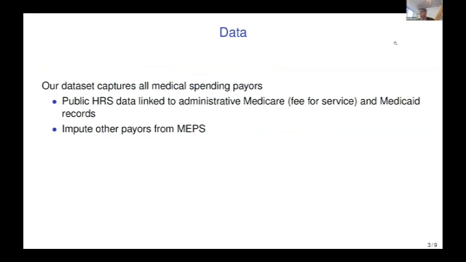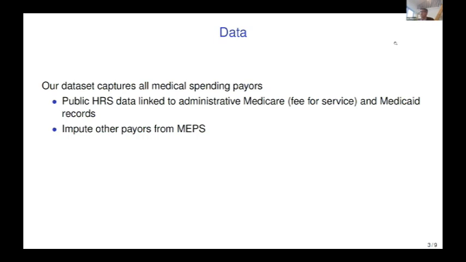Now, a key contribution of this paper is that we've assembled a data set that captures all payers, and this is now in the Health and Retirement Study. Now, in the Health and Retirement Study, the basic medical spending component is for out-of-pocket medical spending. So the HRS does a great job of capturing out-of-pocket medical spending, but at least in terms of the survey, that's really all that's captured.